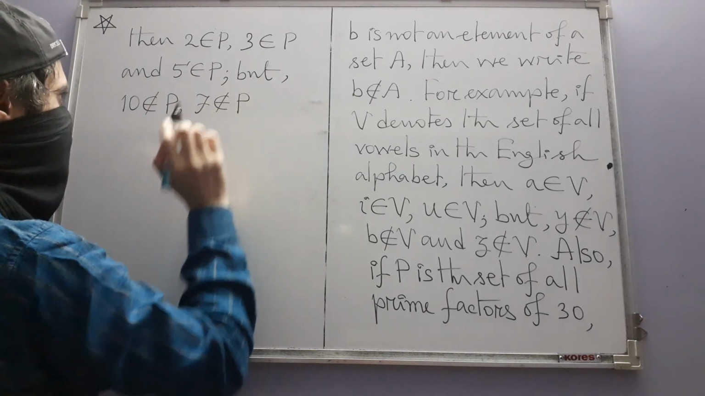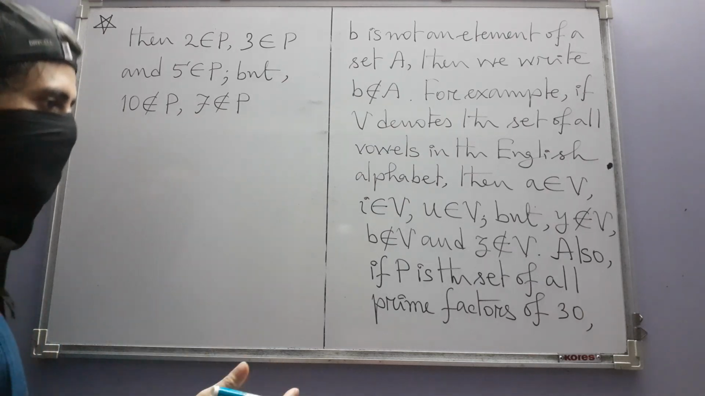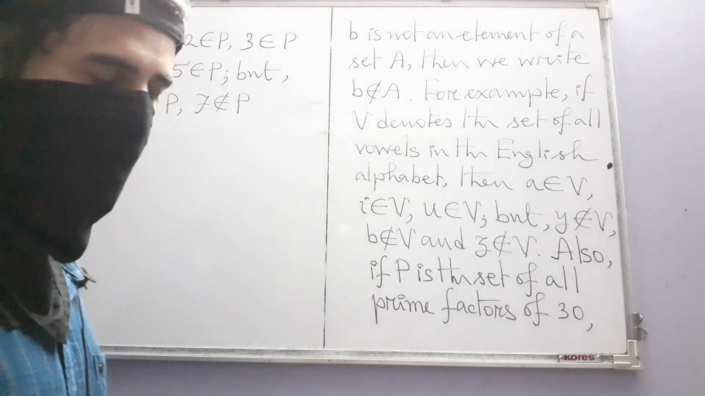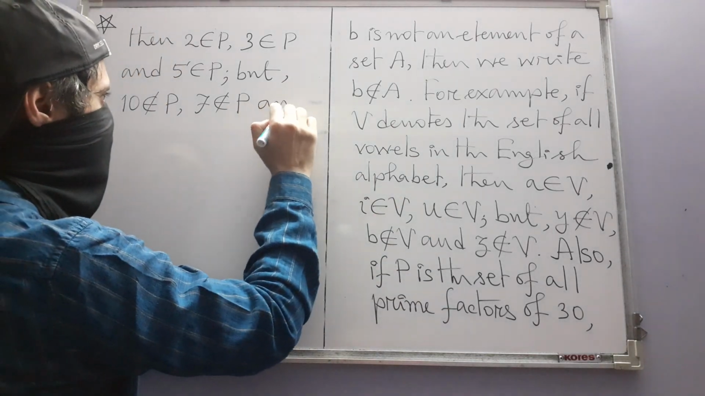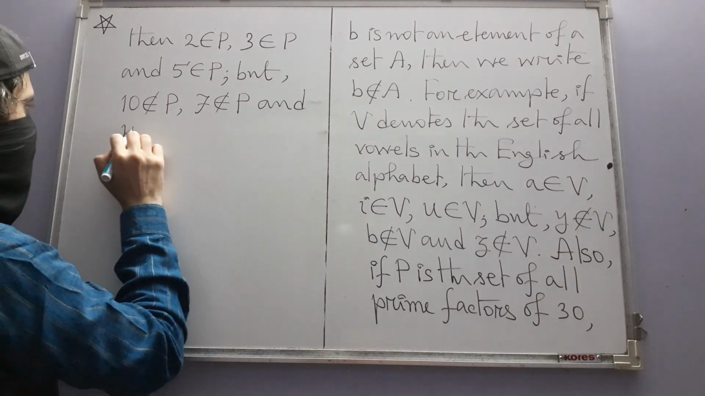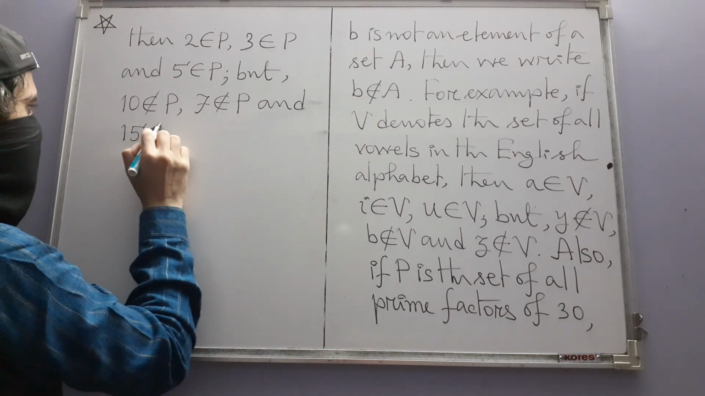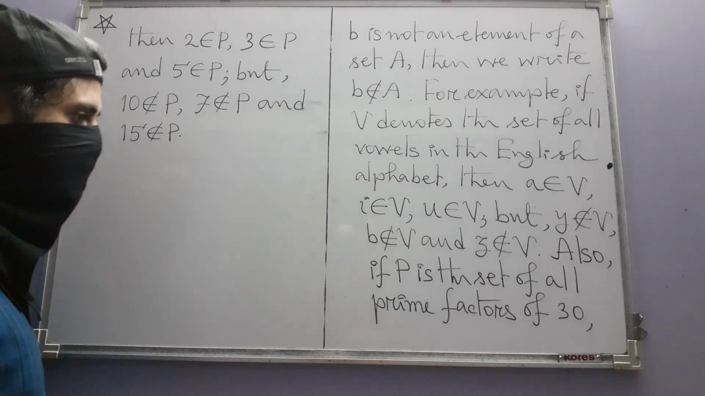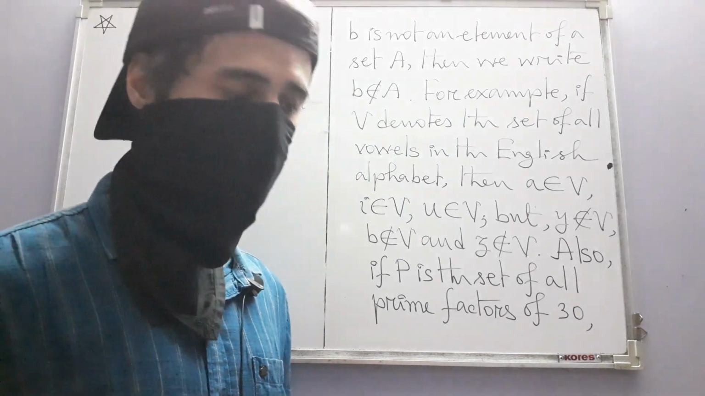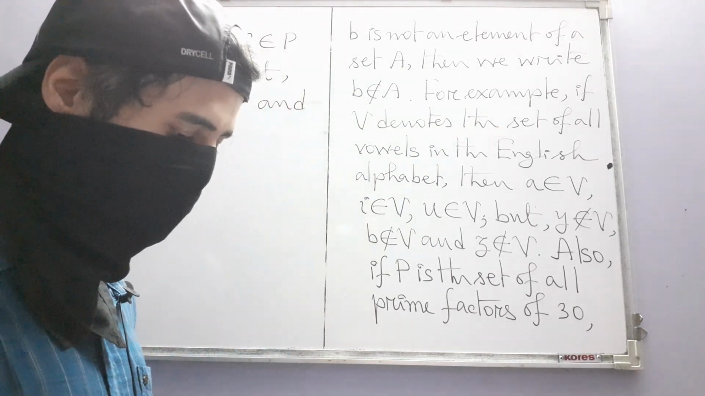7 does not belong to P. 7 is a prime number, but 7 does not divide 30. And like that, 15 does not belong to P. 15 divides 30, but 15 is not a prime number, it's a composite number.